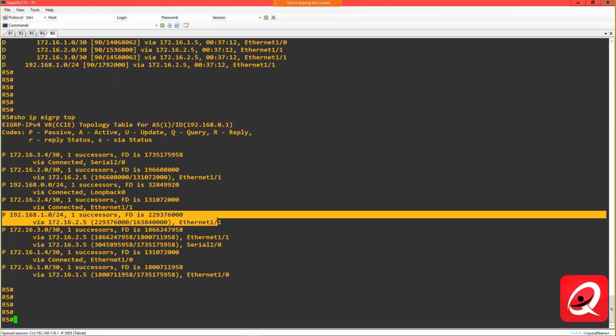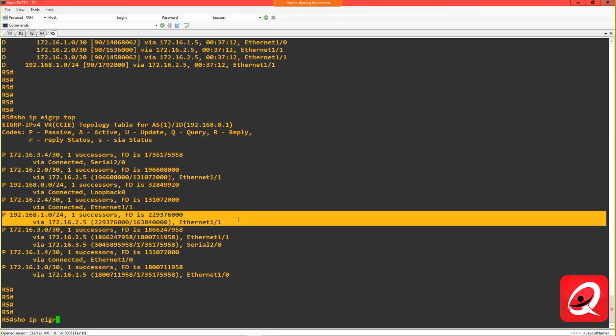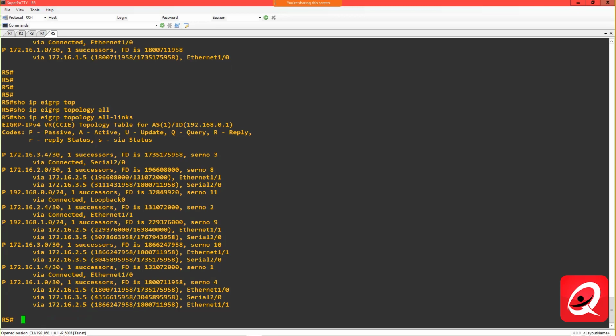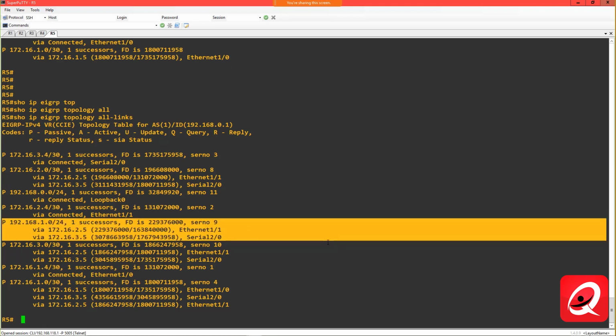Actually, we're seeing the path here, which is interesting, and this is where traffic engineering comes into play. I can see that I have one successor, but if I do a show IP Eigrp topology all-links, I can actually see that I have two different paths to reach that destination. And that's actually kind of interesting. It tells me two things about this particular topology. Number one, it tells me that there is the potential that I'm actually missing a path because I should have three paths. So there might be a misconfiguration that's preventing the third path from showing up.